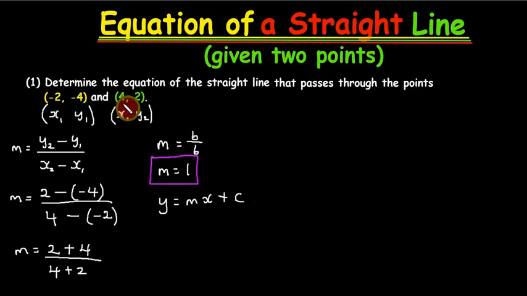So let's choose this point 4, 2. So my x is 4, my y is 2, my m is equal to 1, and the c is what we need to find out. So let us substitute what we have here into the equation of a straight line in order to find our y-intercept c. So this is what we have.